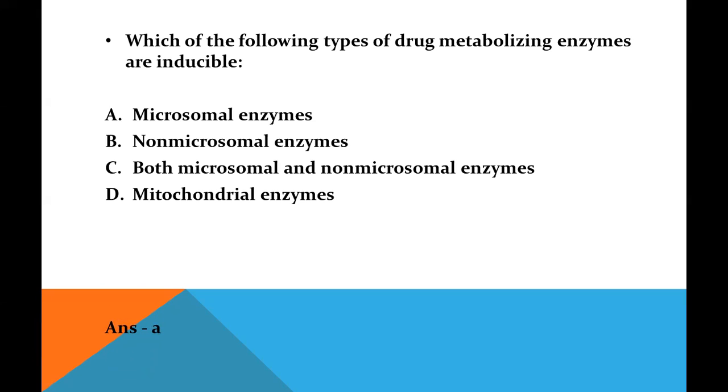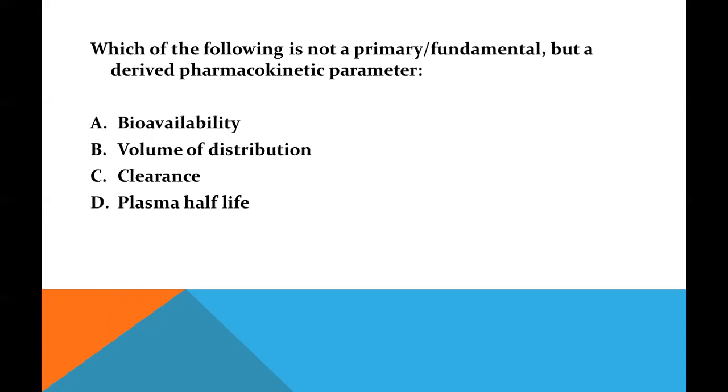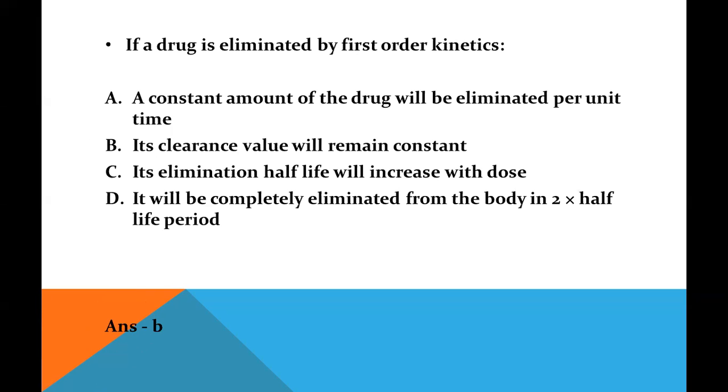Microsomal enzymes are the inducible enzymes. Which of the following is not a primary or fundamental but a derived pharmacokinetic parameter? The options are A, bioavailability, B, volume of distribution, C, clearance, D, plasma half-life. So the correct answer is option D, plasma half-life.